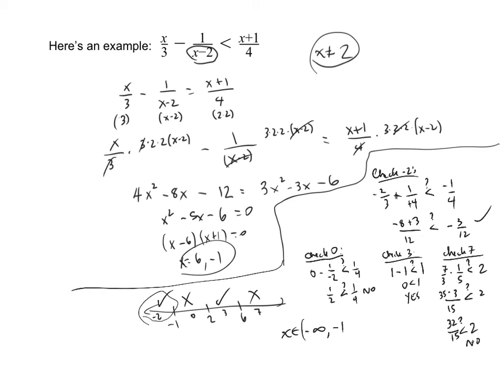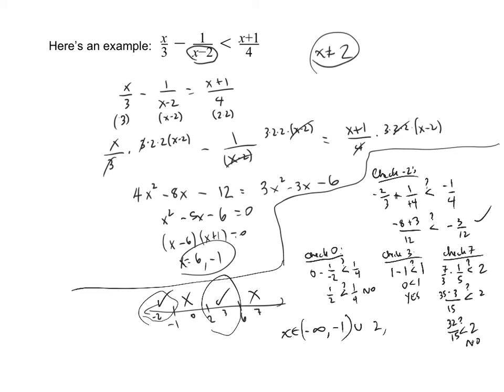The negative 1, whether or not it's included, depends on whether the original inequality had an equal sign in it, and this one didn't. So none of these things are going to be included. If it did, then I would include it because it was a solution. Union. The next interval that works is this one, which is the one between 2 and 6.